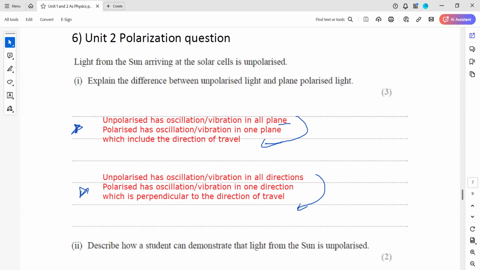So when we say polarized light and unpolarized light, if we use the term plane, it includes the direction of travel. But if you use the term direction only, like vibration in all directions, in that case the direction is perpendicular to the direction of travel. So any one of them, you cannot write both at the same time. It won't be correct.